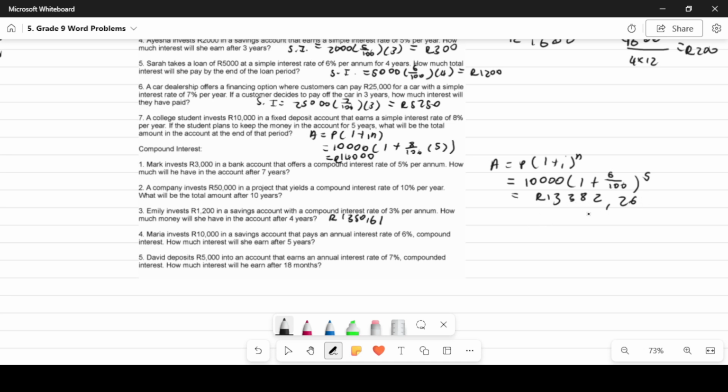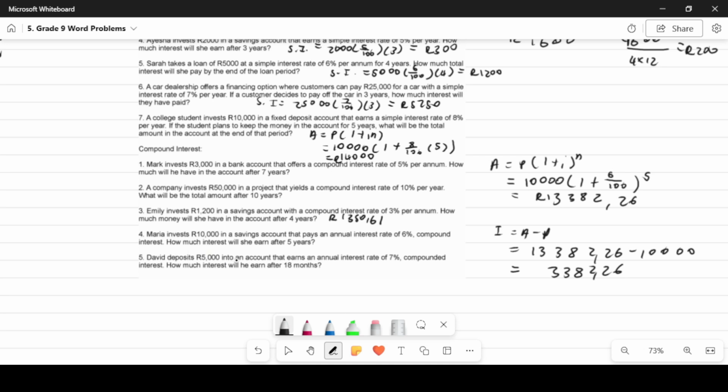but we want the interest. So for interest, we have to say it's equal to A minus P. This A is the accumulated amount. It includes the 10,000 and the interest amount. So to get the interest amount only, it'll be 13,382.26 minus 10,000, which will equal 3,382.26. Right?